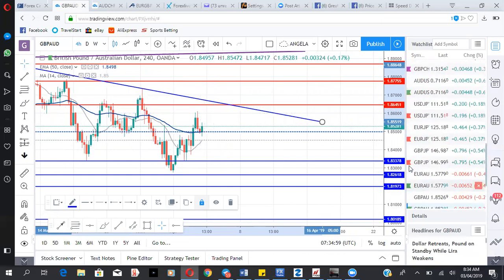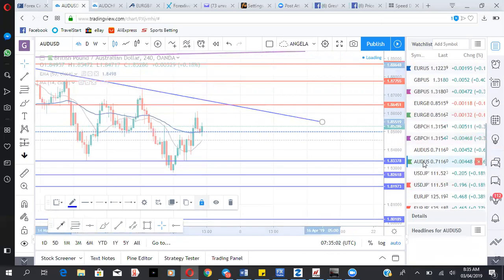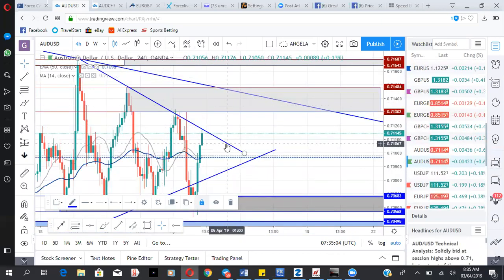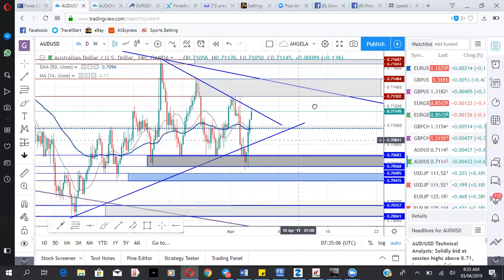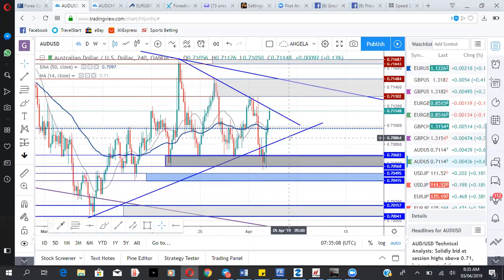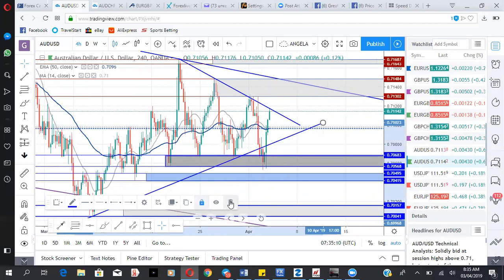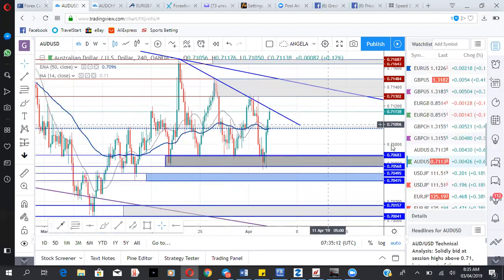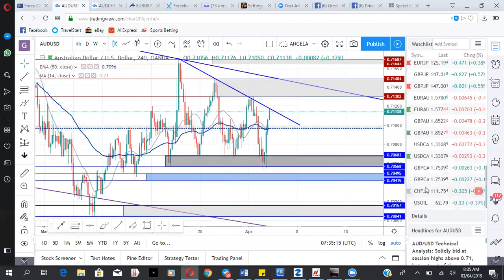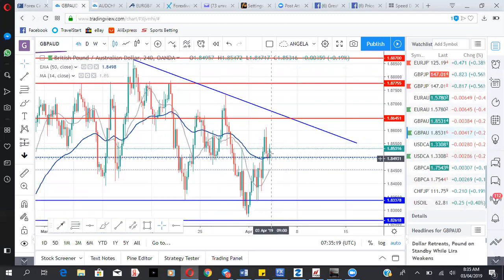Because if you remember, the AUDUSD is at the resistance. Let me get rid of this trend line, it's not so valid for now. The AUDUSD is at the resistance, so you might see a bit of a bullish move on this GBPAUD on the close of the 1-hour candle.